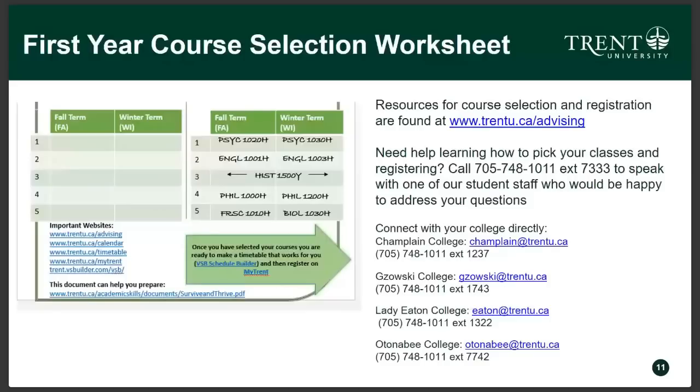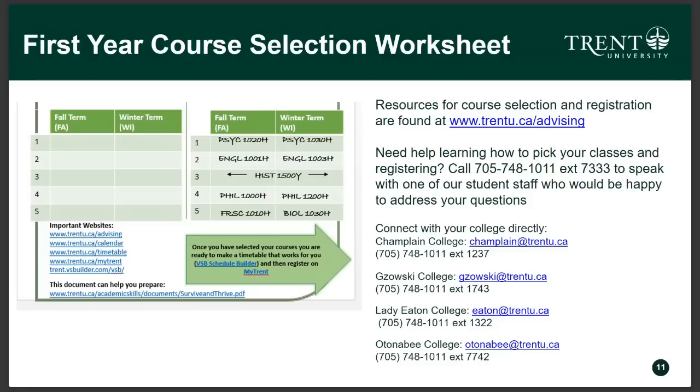So when you are trying to figure out what courses you're going to take this year, on the advising website, we have a few resources. In this photo on this slide, I'm showing you our first year course selection worksheet. This is just to show you how the courses can work together. It gives you all the different links to the resources that you can use to find out what courses would be good for you for your major. I want to remind you that you can find these resources on the advising website. You can find them through the My Trent portal or the advising website.